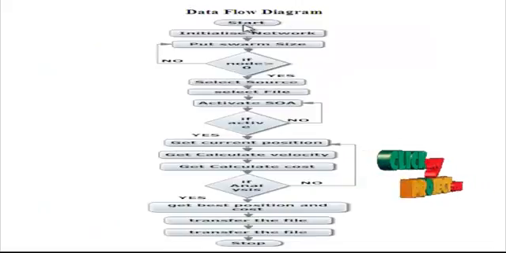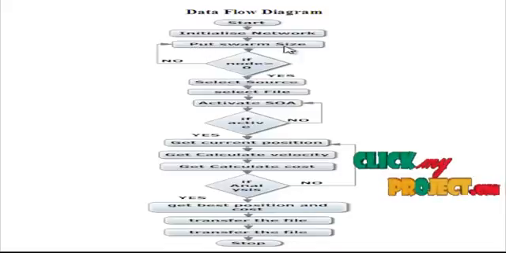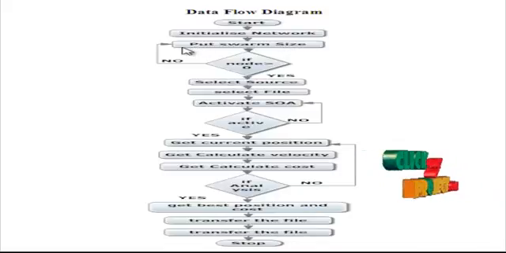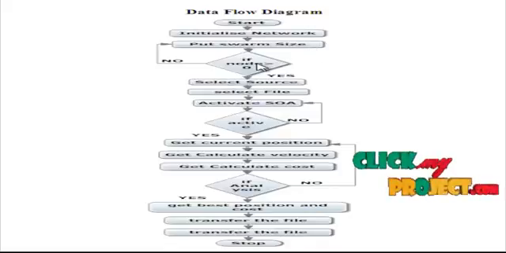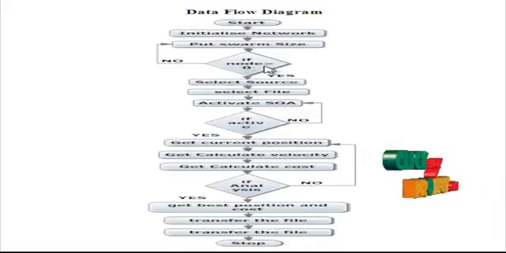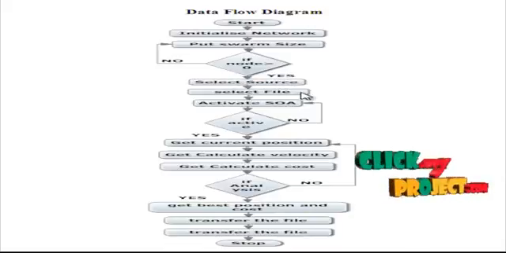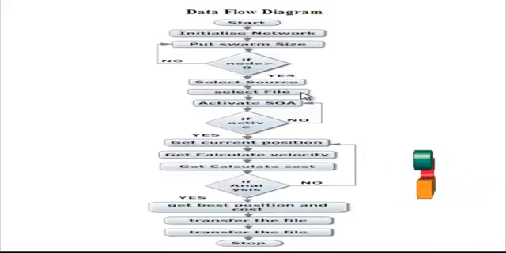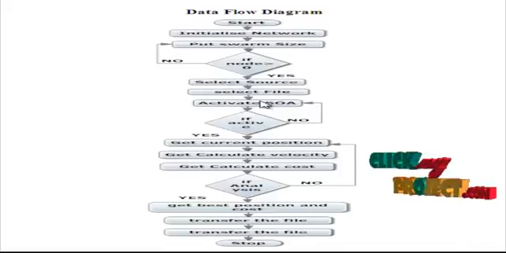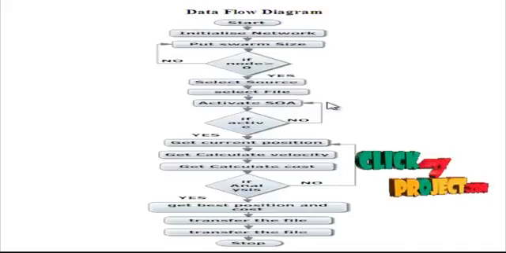Data flow diagram. Start the program, then initialize the network size and enter the number of nodes. Here the swarm size means the number of nodes. Then we check the condition: if the number of nodes is greater than 0, start and select the source node and select the file. The file we want to transfer is selected here, and then we activate the swarm optimizer.